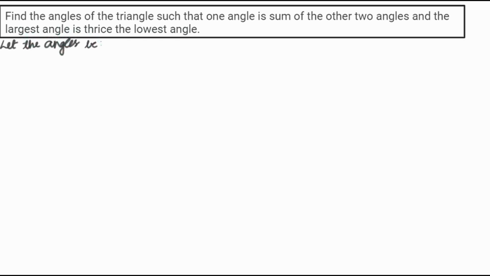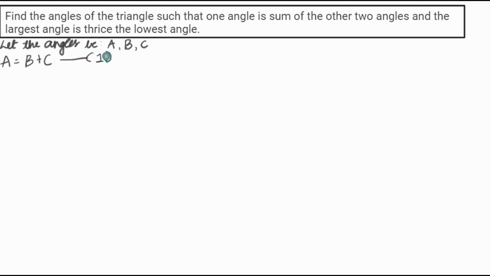So the first requirement is one angle is the sum of the other two angles. So let A be the sum of the other two angles, that is B plus C. That is, A is equal to B plus C. Let this be equation 1.